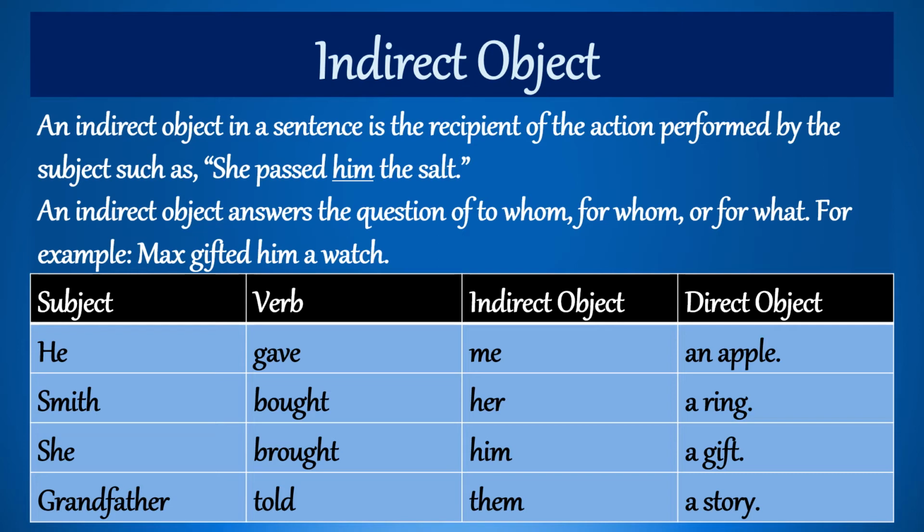She brought him a gift. The gift is direct and him is indirect object. Grandfather told them a story. Now the indirect object is them and story is the direct object.